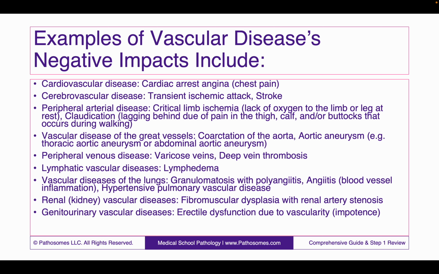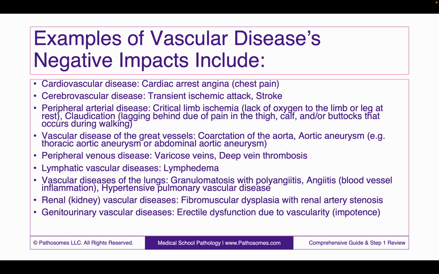Vascular diseases can impact the brain. That's how we have cerebrovascular disease, such as a TIA or an actual full-on stroke. Peripheral artery disease, in which peripheral arteries are obstructed to the point where downstream tissues are deprived of oxygen, such as the case in critical limb ischemia or claudication. There can also be vascular diseases of the great vessels, such as an abnormality like coarctation of the aorta or an aneurysm.